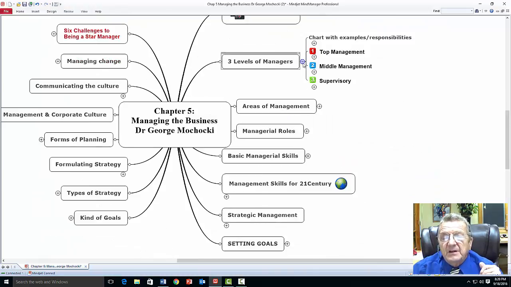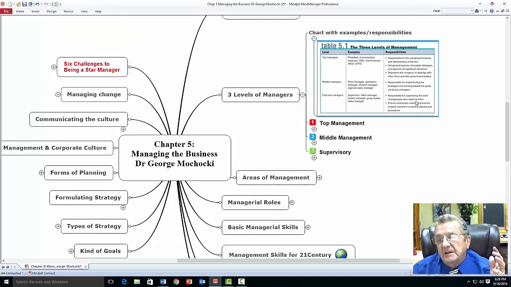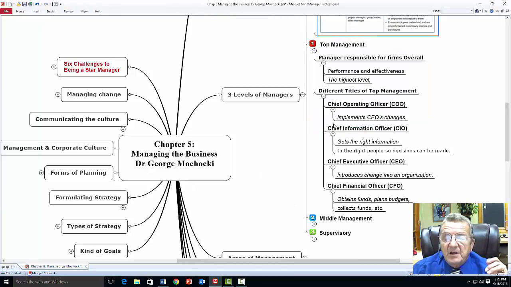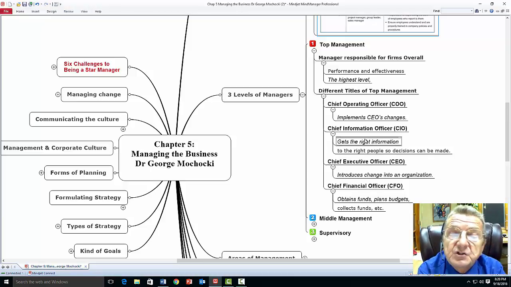Now, three levels of management. You have the top management. And here's the chart. Again, you could blow that up and look at it a little bit larger, but it gives the same information. Top management has different titles: Chief Operating Officer, Chief Information Officer. They're basically individuals who are steering the rudder. There's a smaller group up on top. Look at a ship, and they're the ones who are steering the whole organization, the culture.